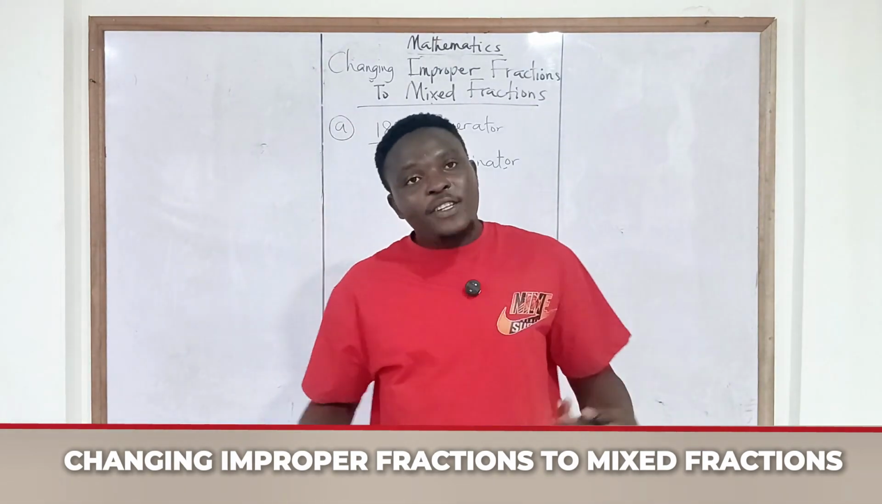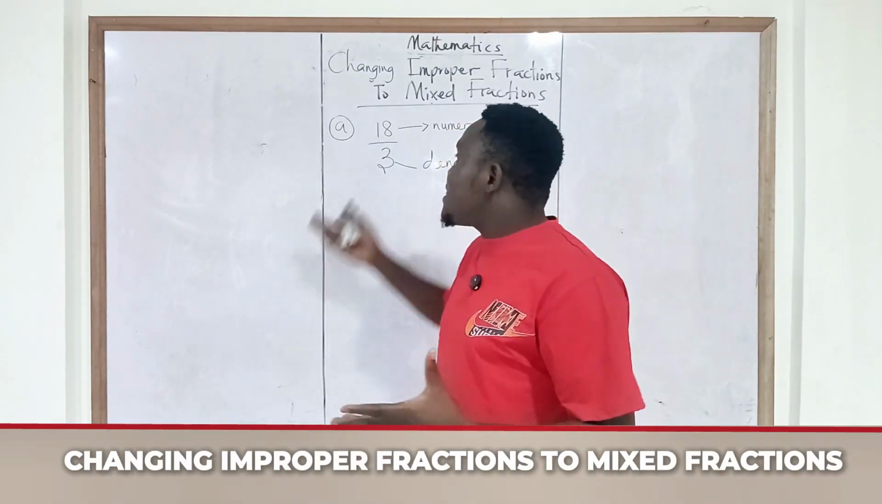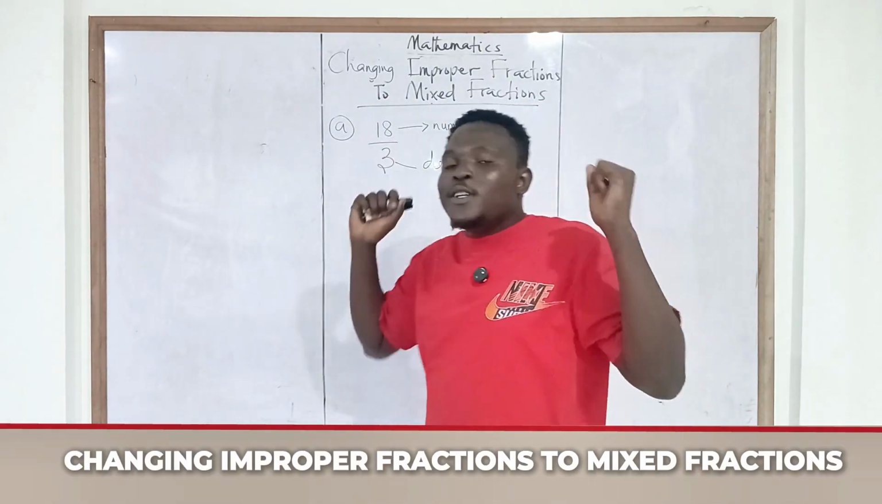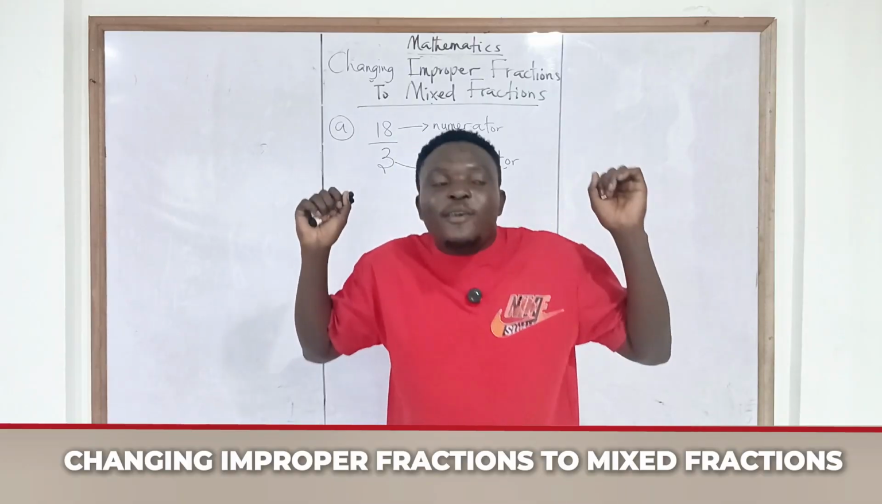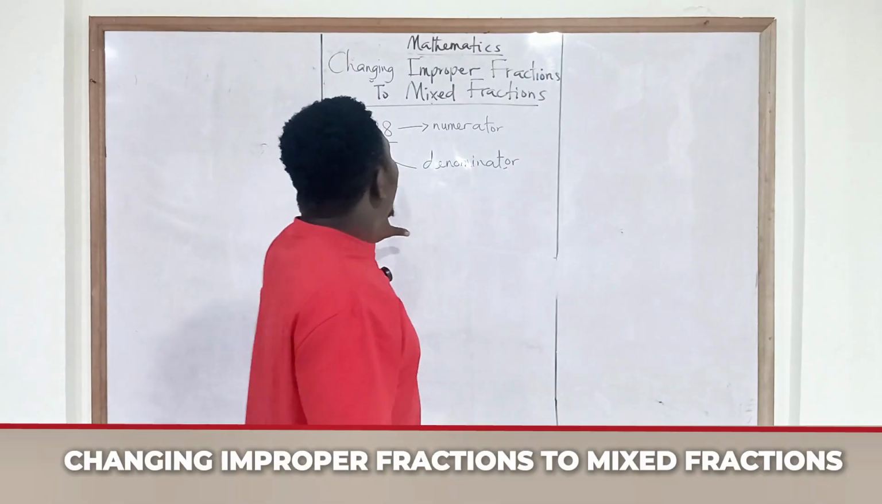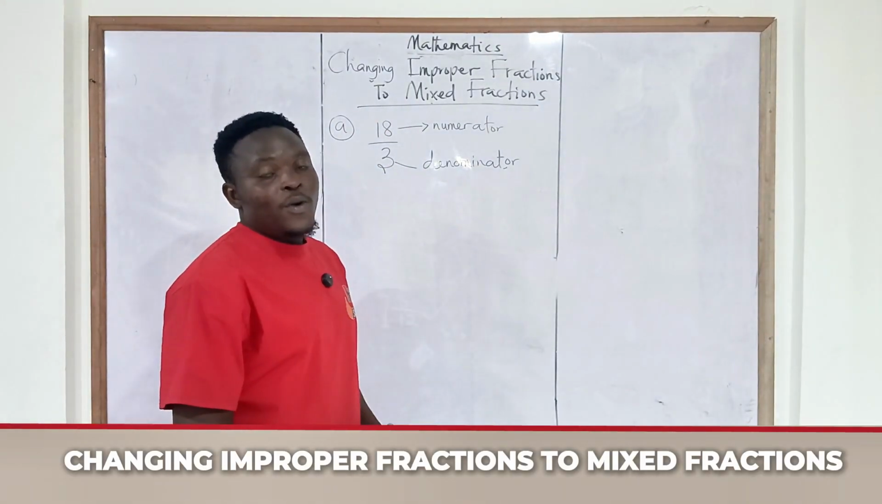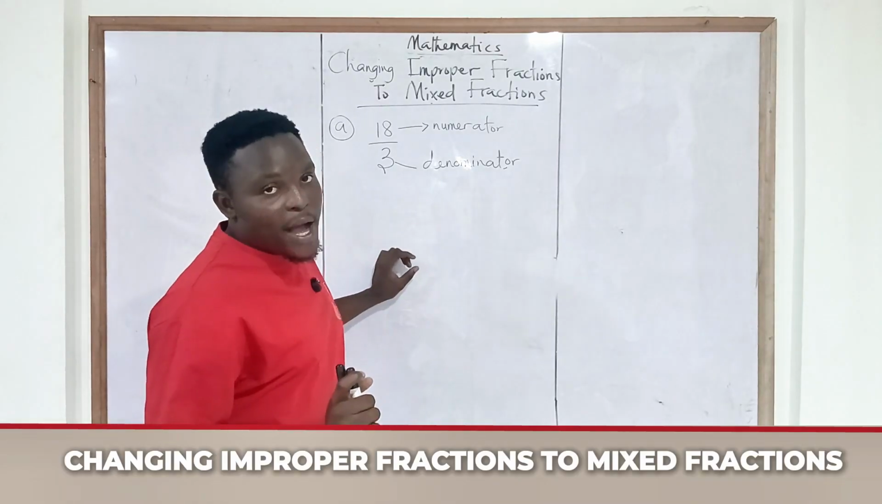So in an actual sense, the number below has to be bigger than the one on top, so that it feels lesser pressure on its head to be able to carry it. So when the number on top is bigger than the one below, we say that it is improper.